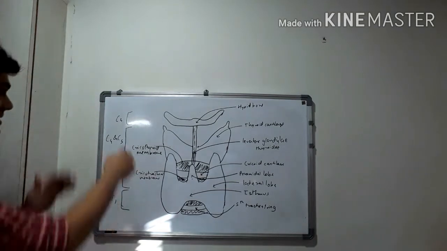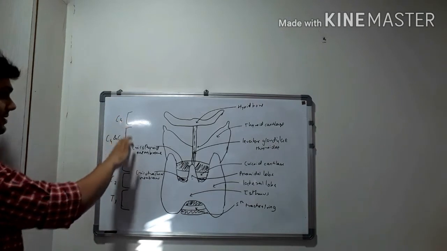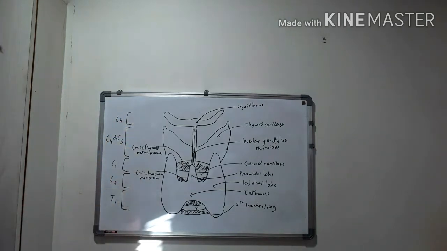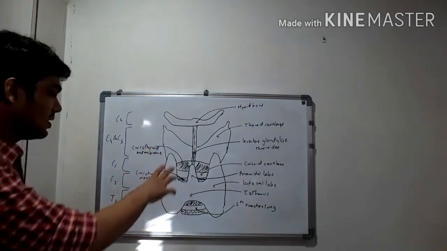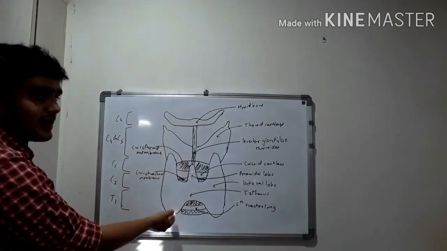So these are various levels of vertebrae. This is the level of C3 vertebrae. This is C4 and C5. Then C6, then C7, and finally T1. So the thyroid gland extends from C5 to T1. The lateral lobes extend from the middle of the thyroid cartilage to the fifth tracheal ring.